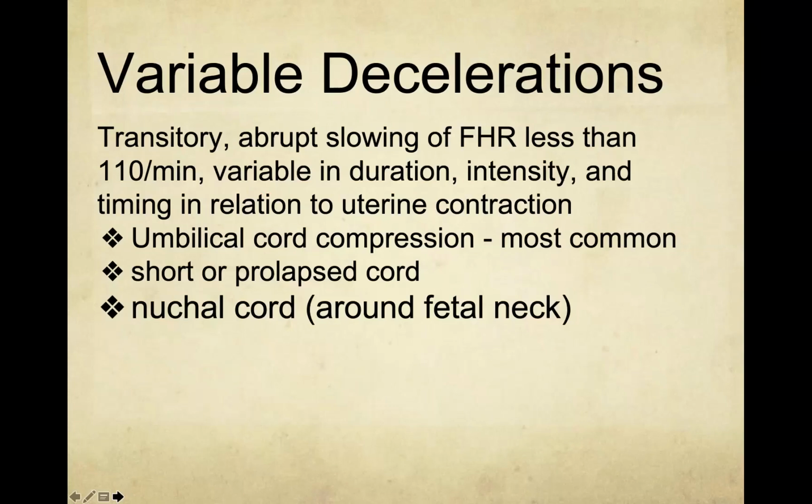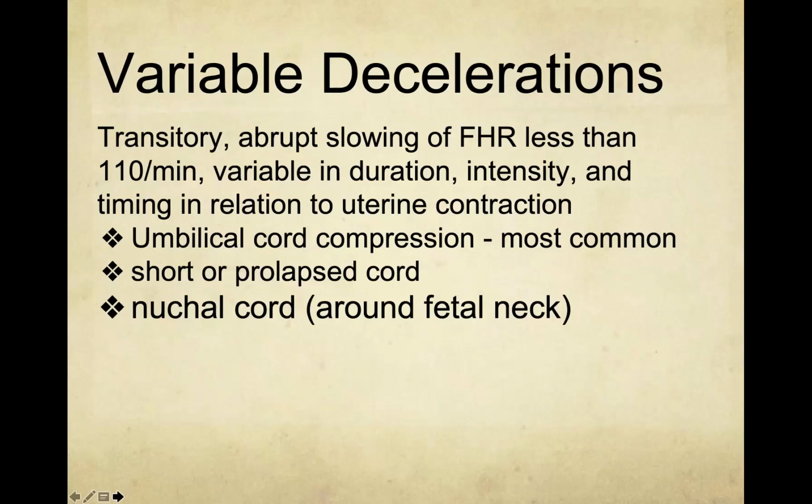Variables look like a lot of artifact. They're jagged line looking. They're very transitory, abrupt slowing. They'll drop down below the 110. They are variable in intensity, duration, and timing in relation to the contractions.